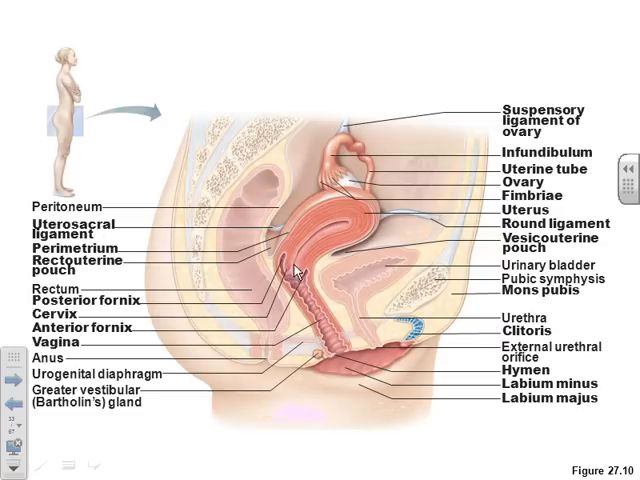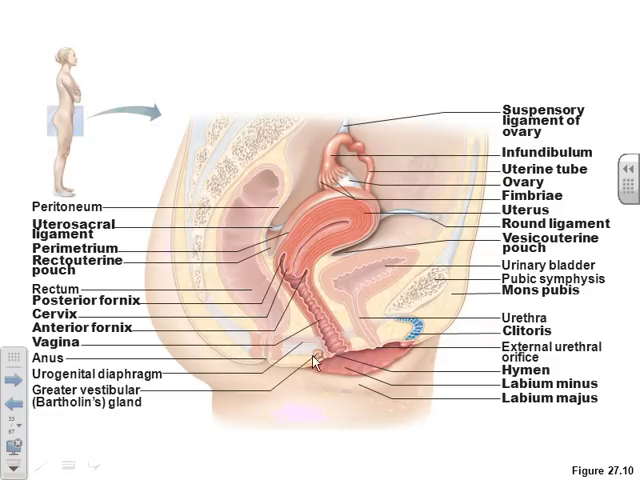If you are pregnant, this cervix is where the mucus plug is located to help wall off what's going on inside of the uterus. But again, if we're following the pathway of the egg out through the cervix, it will then enter into this canal known as the vagina and then out of the body.